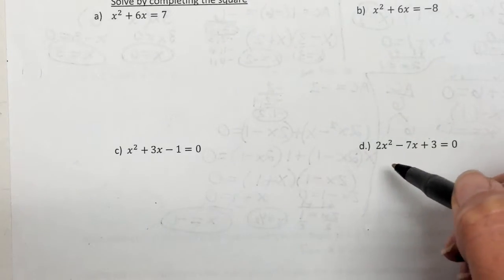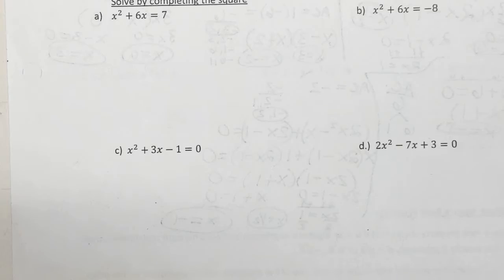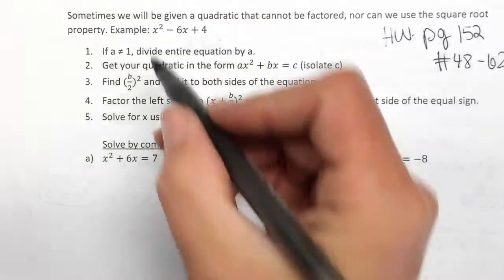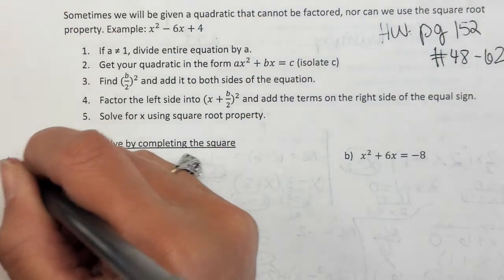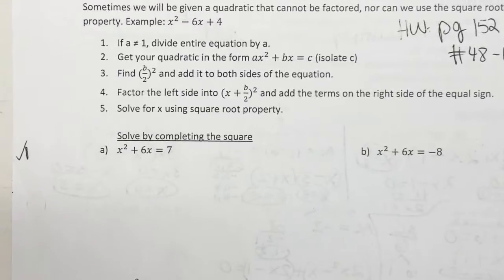Good. So this one we would have to start by dividing the whole thing by 2. And we'll get to that. But this first one, a is already 1, so step 1's already done. And I'm going to put 1 right here and put a check mark. Step 1's already done.